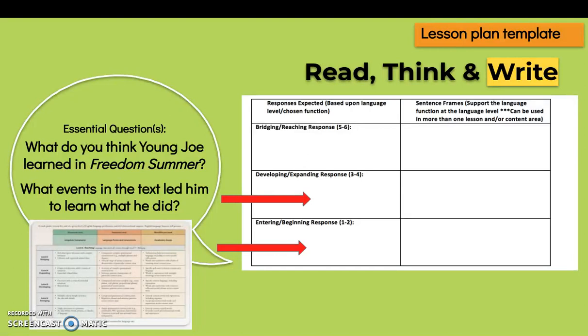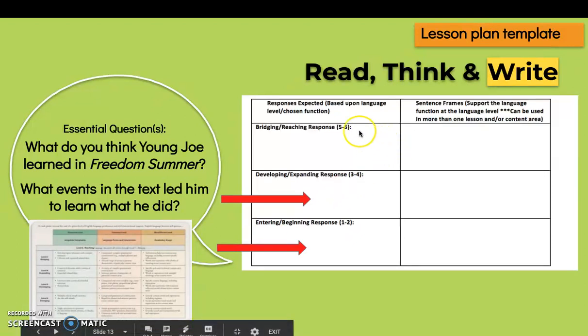Once you've determined your main function, your function is going to be the same for all of the language proficiency levels that you differentiate for. At this point, what we want to be able to do is differentiate our responses now to meet the language needs of students at varying proficiency levels.